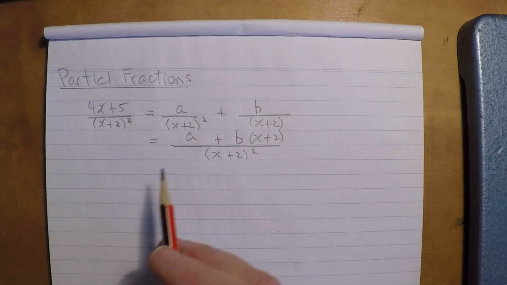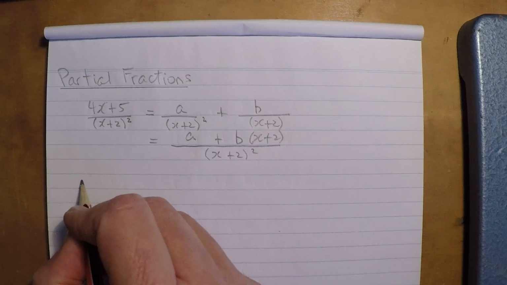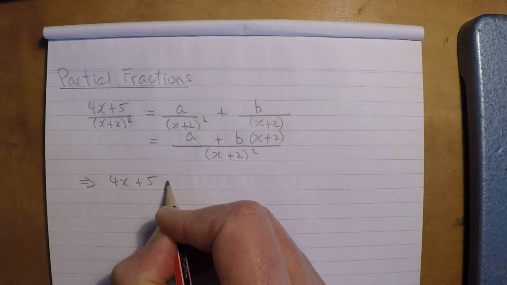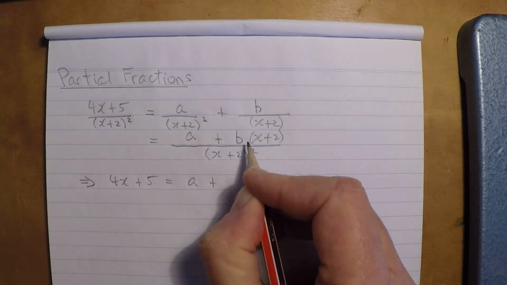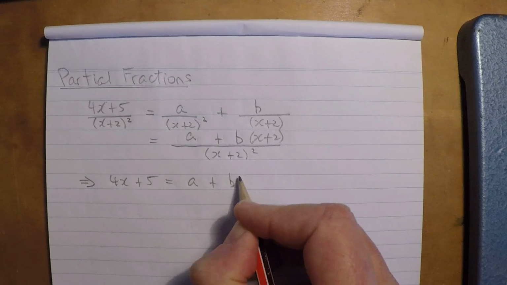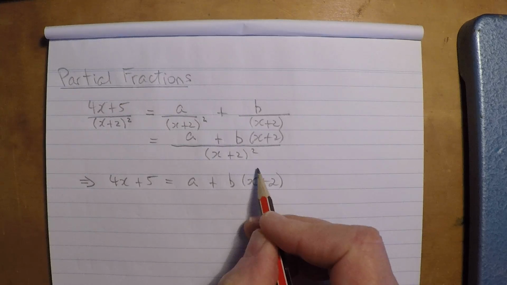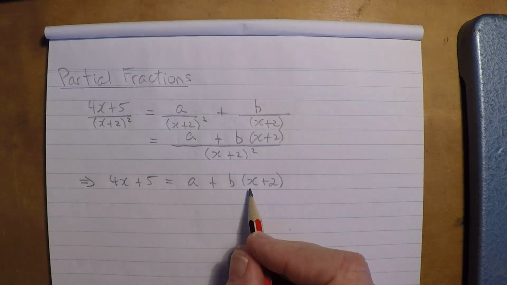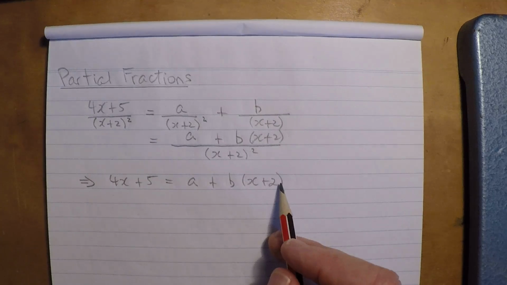4x plus 5 would be the same as a plus b times x plus 2. So we'll write that down. 4x plus 5, we have a plus b times x plus 2. Don't be tempted to multiply out. I actually like the fact that those things are going to be there like that. Now, again, x is the pronumeral. We need to evaluate the letters a and b that make this equal to this.